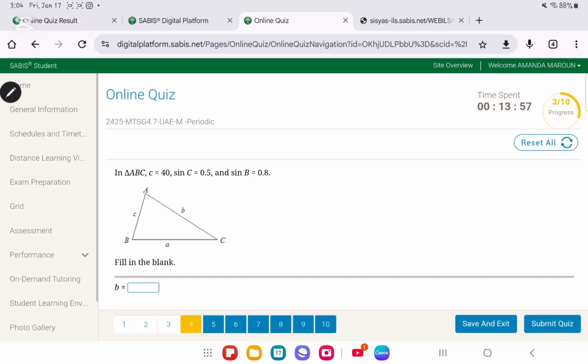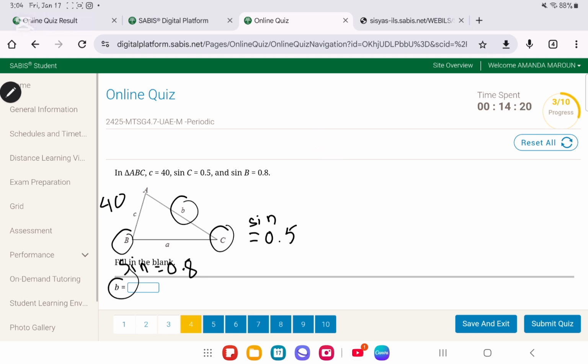Moving on to question number 4, they only need us to find the value of b. So let us see what is given. We are given that c is 40, and we are given that the sine of c is equal to 0.5. When we are given that the sine of b is equal to 0.8, they need us to find this b over here. So very simply, we will apply the sine rule. What does the sine rule state? The sine rule states that the sine of one angle, which in this case is 0.5, divided by the opposite side, which is 40, is equal to the sine of another angle, which is 0.8, divided by its side, which is x. Or if you don't want to put x, we can put b.